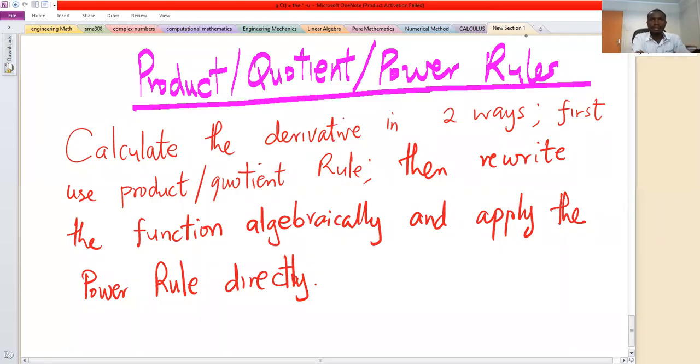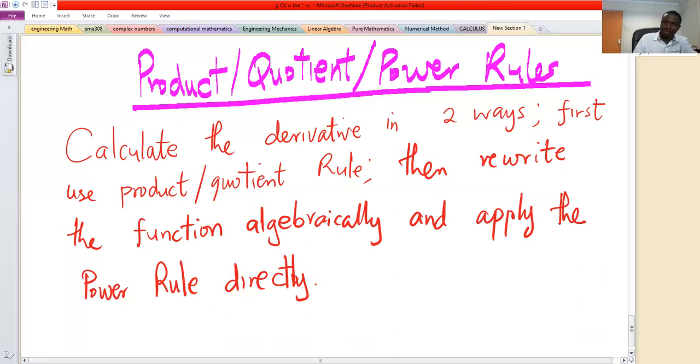Welcome to this class. In this session, we are going to briefly see how we can apply both the power rule and product or quotient rule to a given problem and get the same result. So calculate the derivatives in two ways. First, by use of product or quotient rule. Then derive the function algebraically and apply the power rule directly.